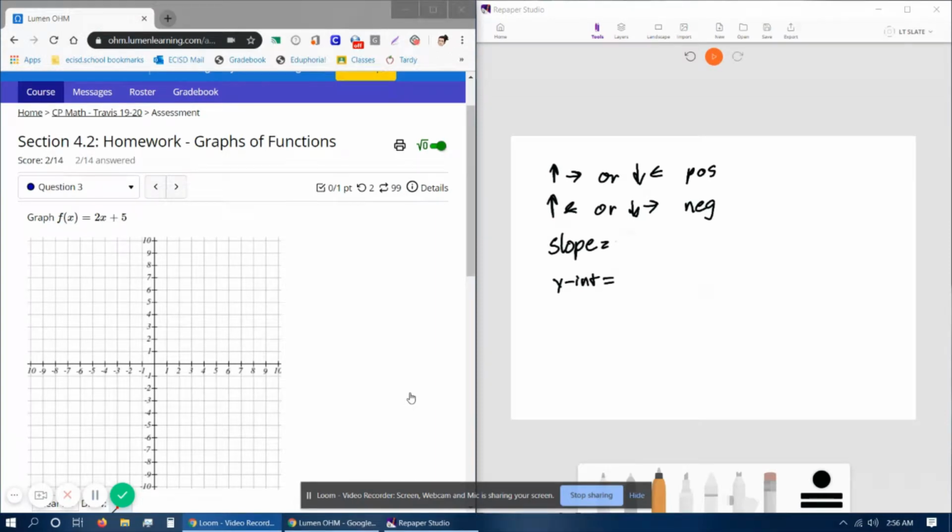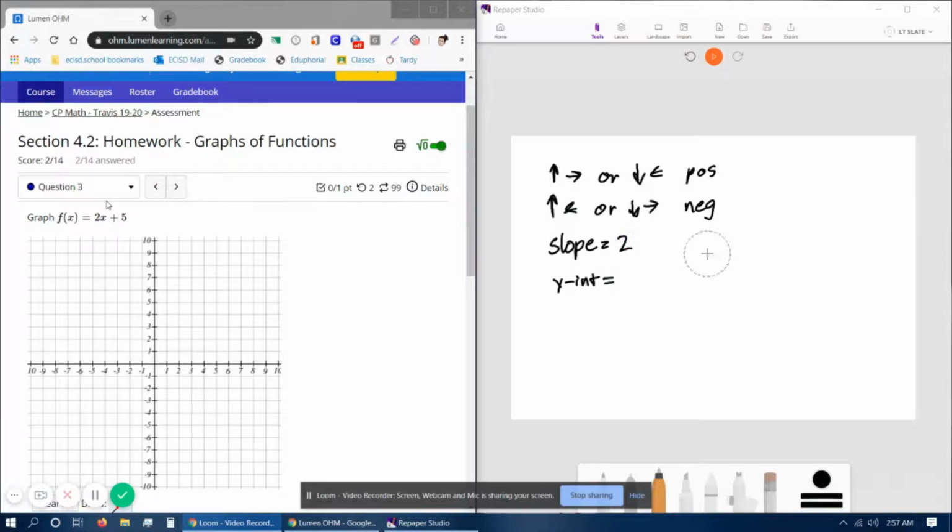Question 3 simply wants me to graph the given function. Since it's a linear function in the format of y equals mx plus b, I can graph it by identifying the slope and y-intercept. Remember that the slope is the number in front of x, and the y-intercept is the constant number by itself. The number in front of x is 2, so that's my slope.